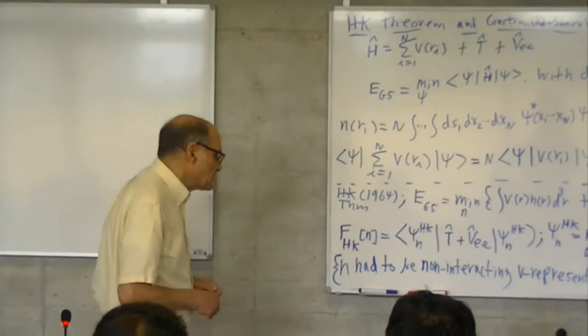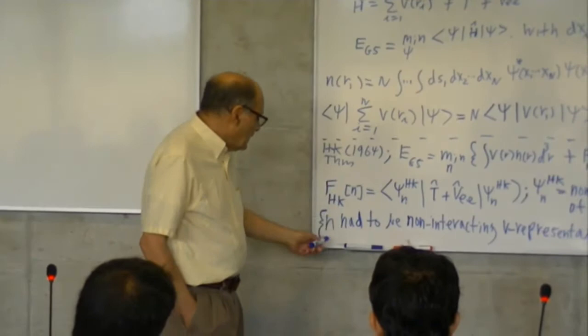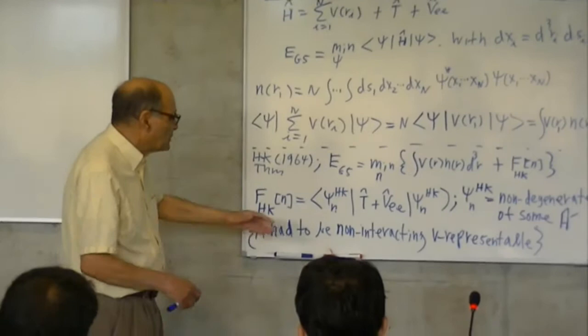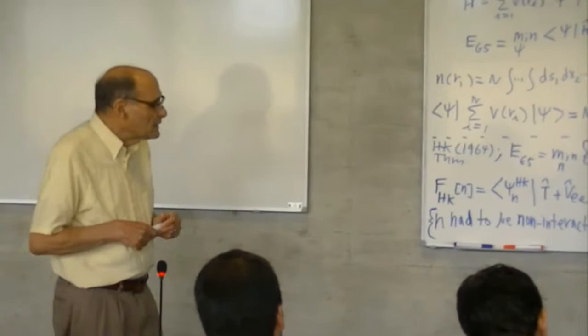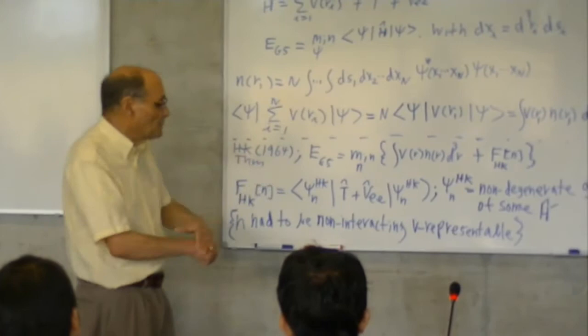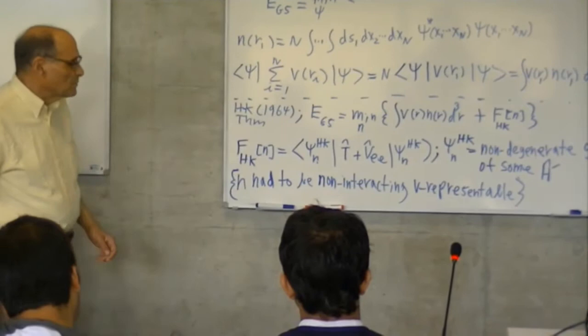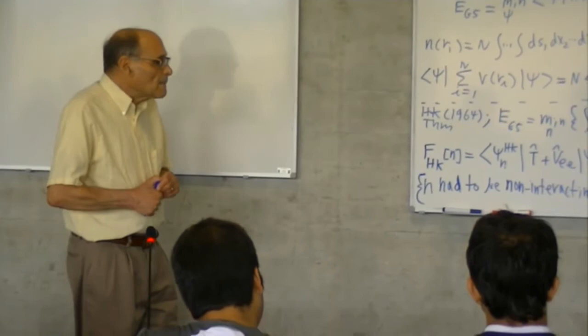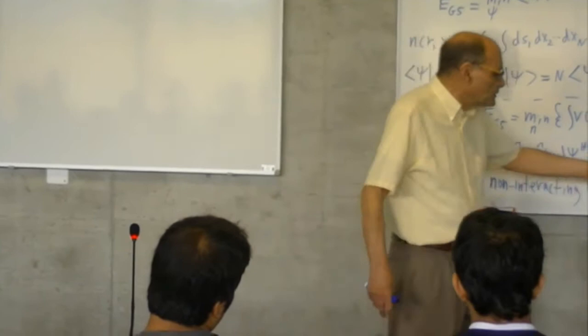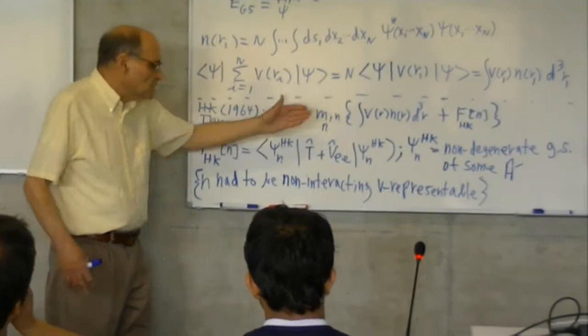But the n had to be non-interacting v-representable. In other words, had to belong to some Hamiltonian with a non-degenerate ground state. Not necessarily the one you're interested in, but some to be used in this minimization process here. But again, the big advance was asking the question, is there a functional that you could define in terms of wave functions?